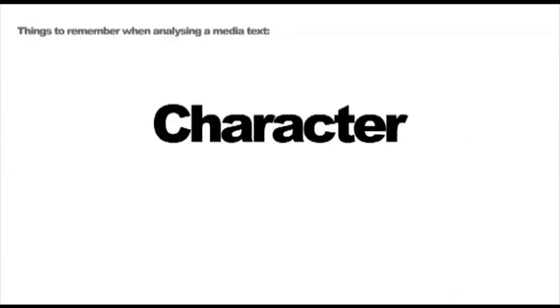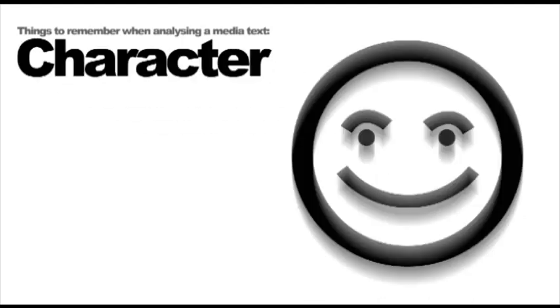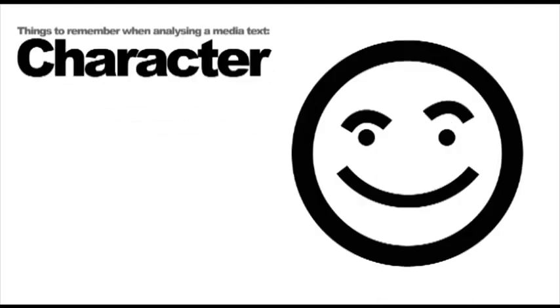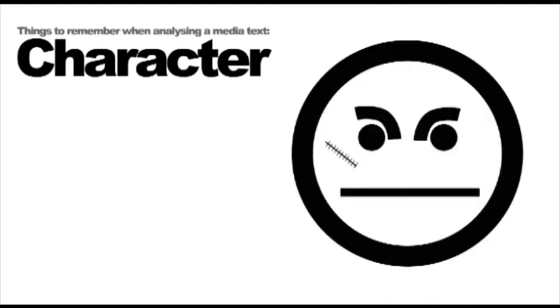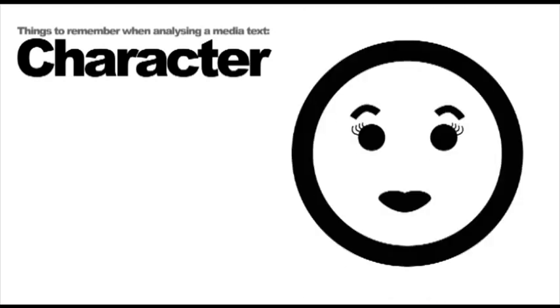Character. Okay, this is quite a complicated one and there's lots to remember in this, so we will tackle the detail in another revision session. Let's have a look at the basics though. Protagonist. This is a story's hero. Antagonist. This is the story's villain. Heroine. This could be a love interest for the protagonist.